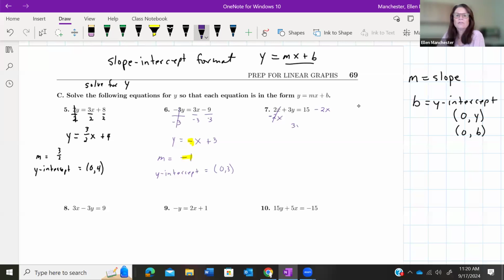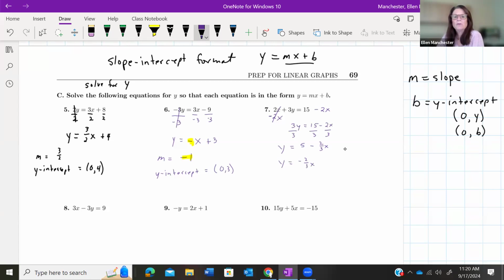So then I have 3y equals 15 minus 2x. So now we're right back to what we just did. We're going to divide everything by 3. So I get y equals 15 divided by 3 is 5 minus 2/3 x. Now, you can rearrange this.